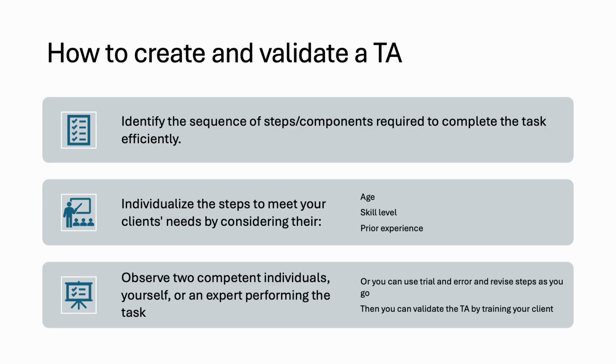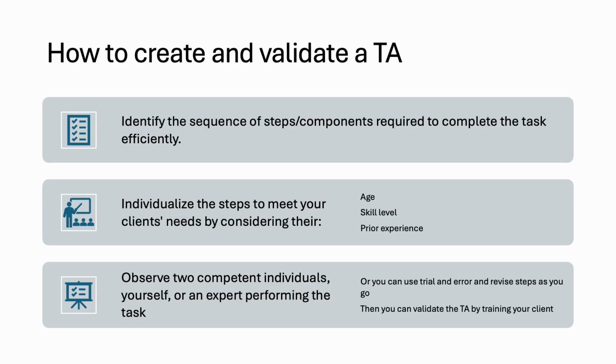Maybe sometimes you're task analyzing things not for your client, but maybe you're task analyzing something for a therapist or for a teacher or for a caregiver. And so you want to make sure that you're being very thorough when you're coming up with the sequence of steps. You want it to be as similar to the behavior chain as possible. Okay, I already mentioned the importance of individualizing the steps to meet your client's needs. And then finally, in order to be able to create the most accurate task analysis, there's certain things that you can do.